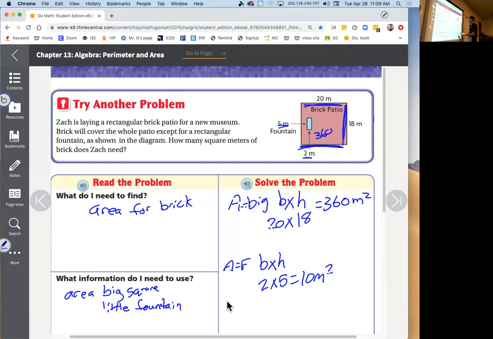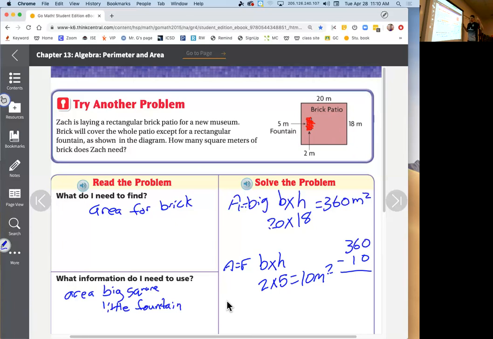Yes, we subtract. So you take the area for the big one, 360, and you take the area of the small one, because we don't want to put brick here. No brick. No brick here. All right? We subtract that out.